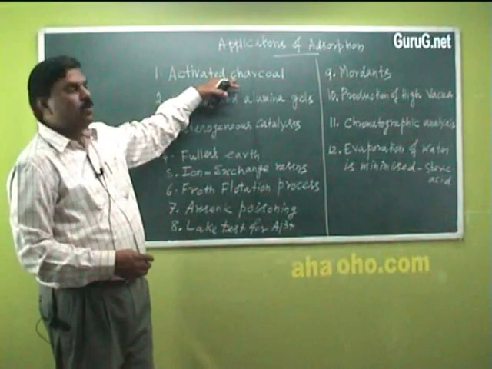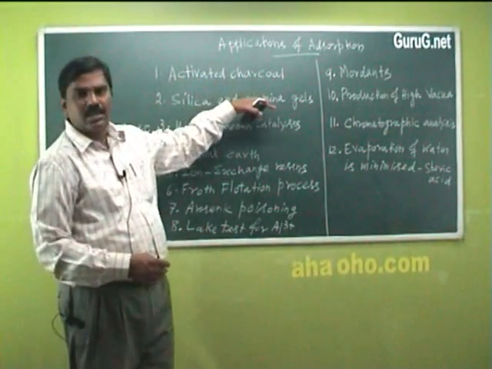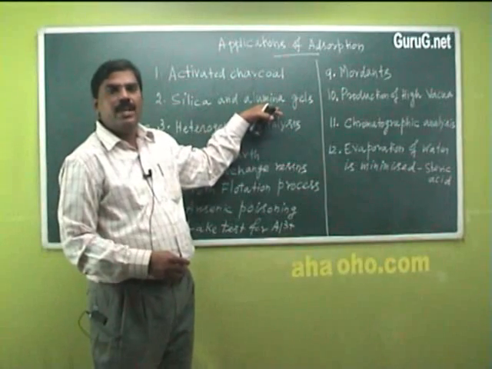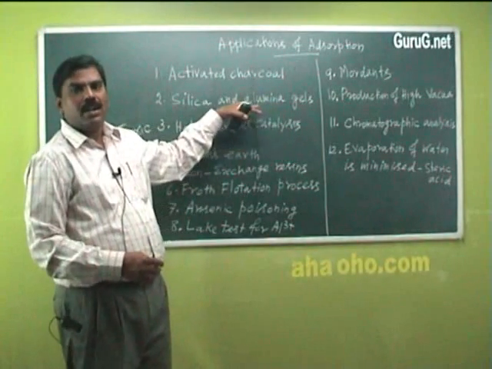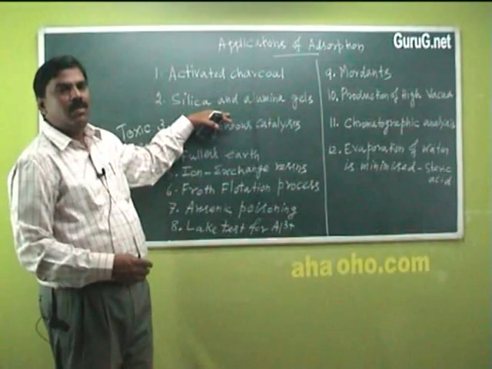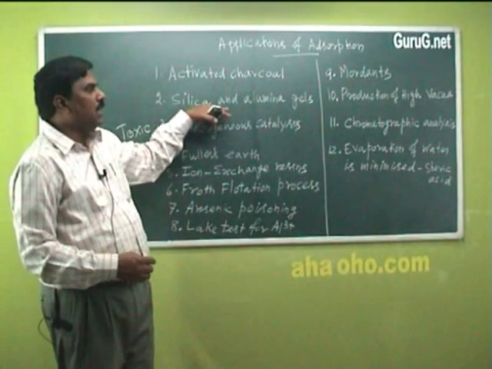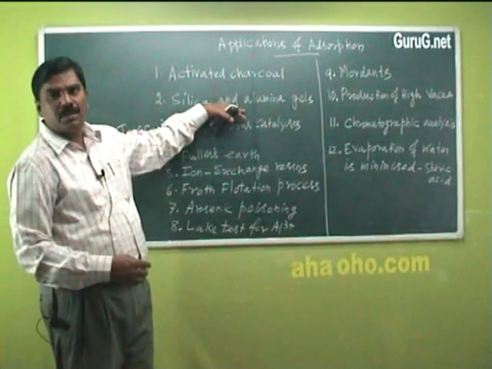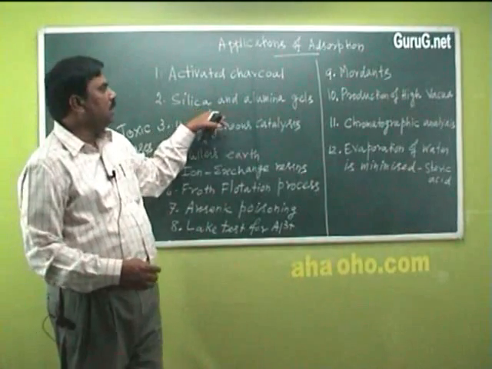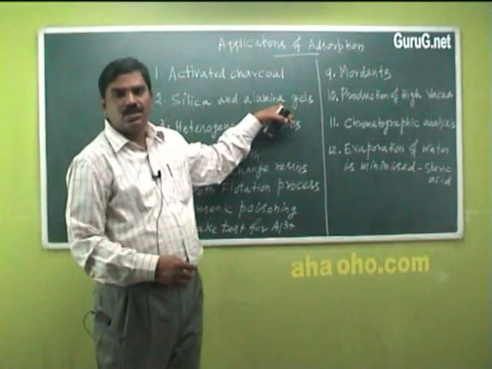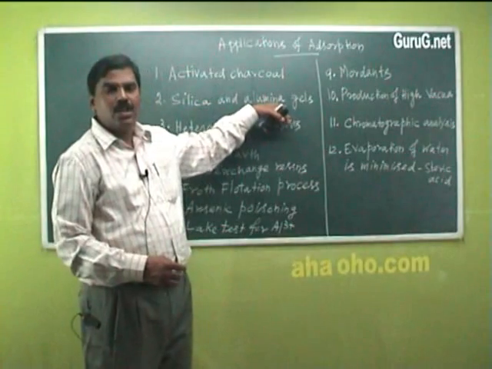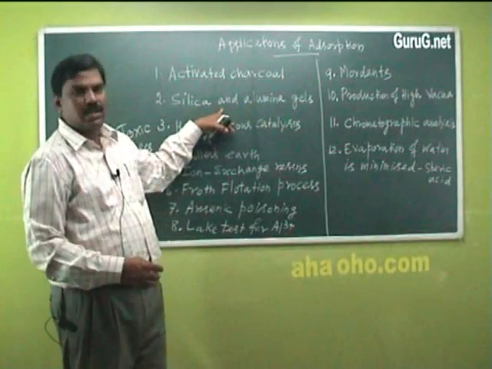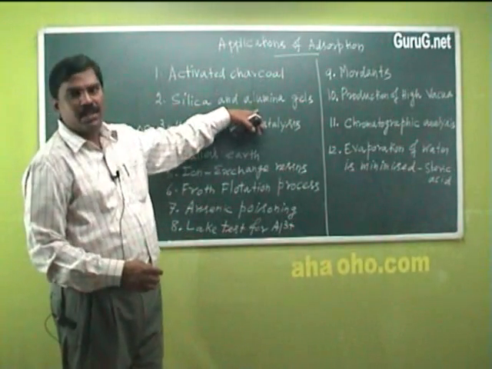Another is that you can use alumina and silica gel to reduce the humidity in the atmosphere. Atmospheric moisture has water droplets spread out in the air. Those water droplets are adsorbed by the silica and alumina gels, which are used to reduce the humidity in the atmosphere.